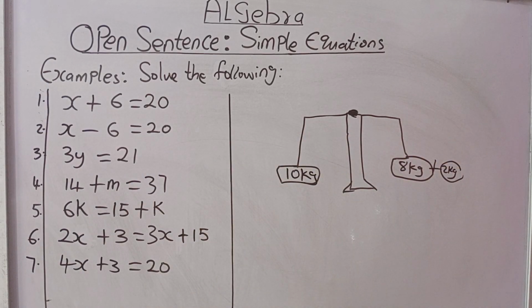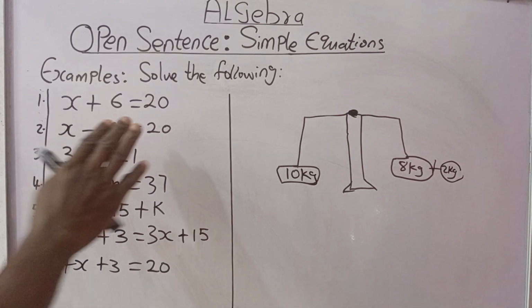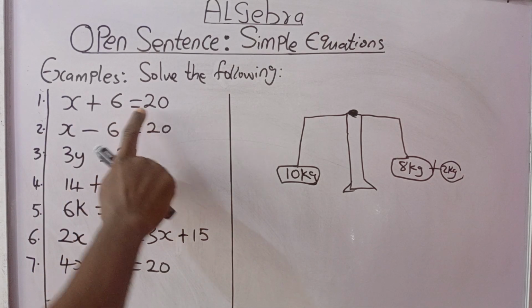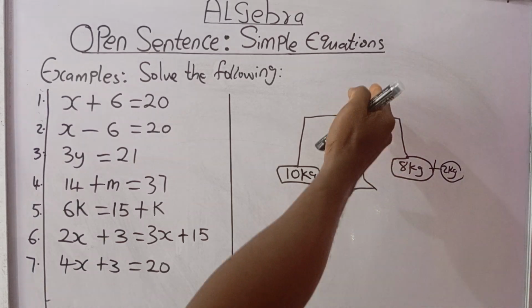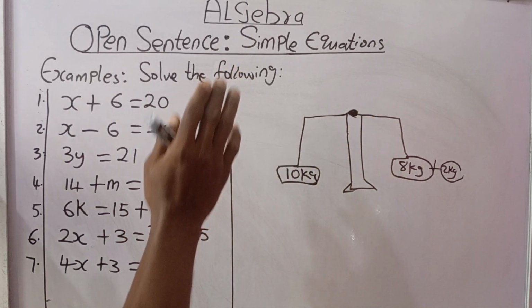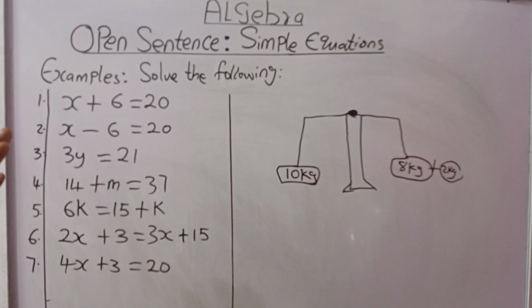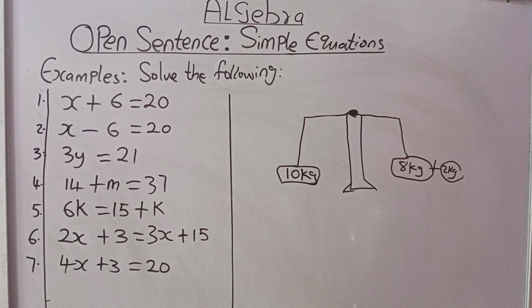And that is the aspect of open sentence we are talking about. This is an equation. The equal sign here represents the fulcrum that we have here, which tells us the number at the right hand side and the number at the left hand side. What makes both of them equal in such a way that it will neither go this way nor the other way?